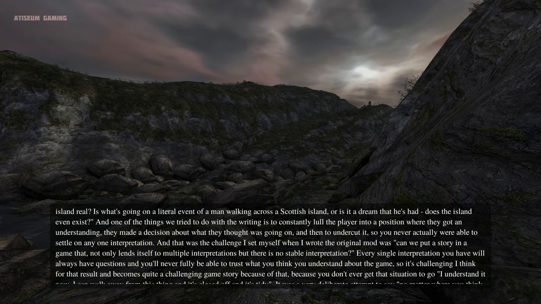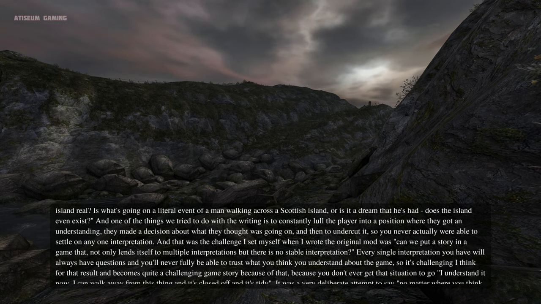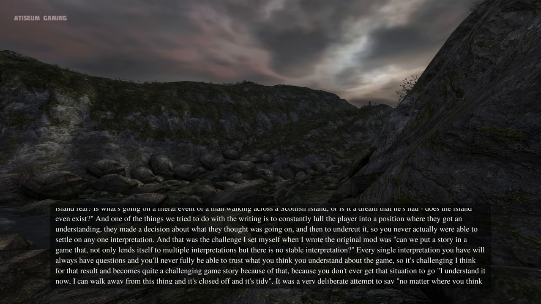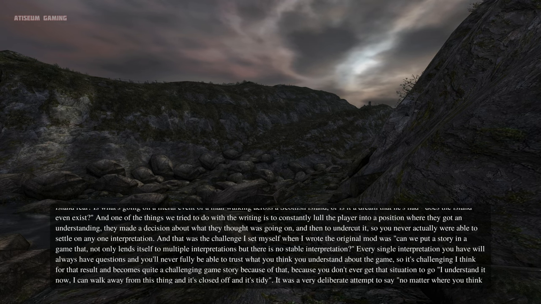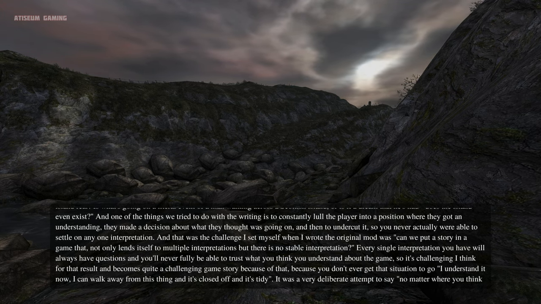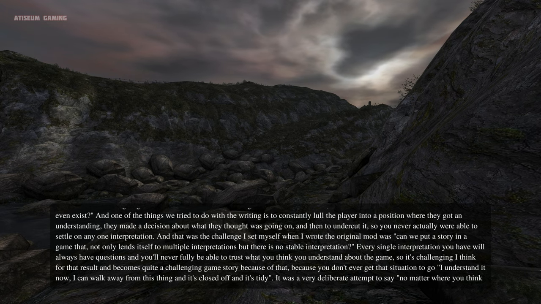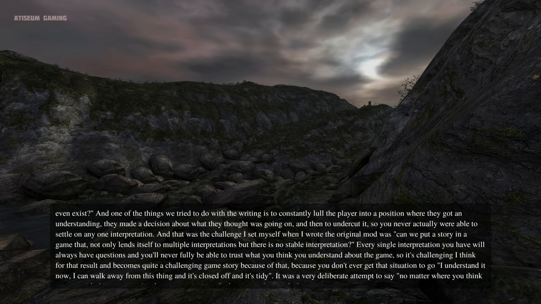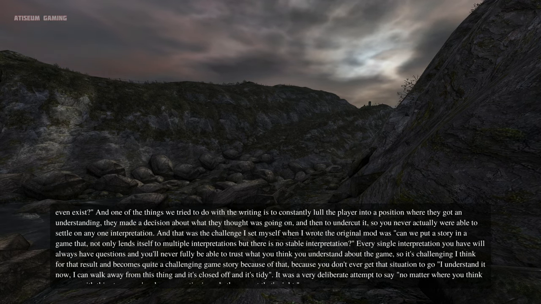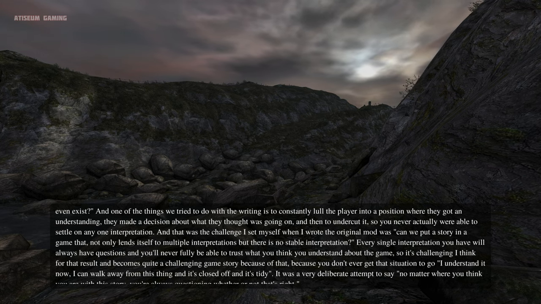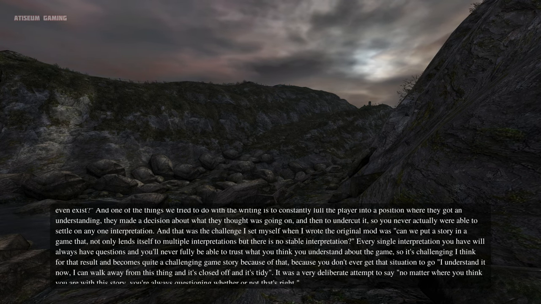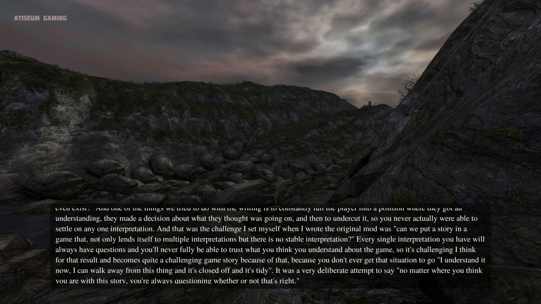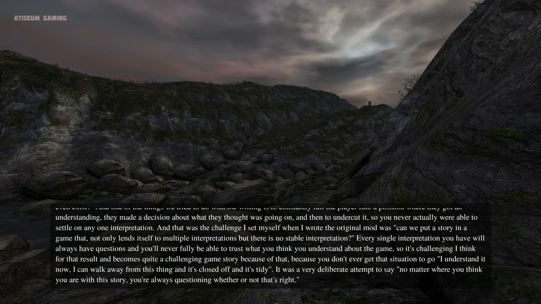And that was the challenge I set myself when I wrote the original mod: can we put a story in a game that not only lends itself to multiple interpretations, but there is no stable interpretation. Every single interpretation you have will always have questions, and you'll never be able to fully trust what you think you understand about the game. It becomes quite a challenging kind of game story because of that, because you don't ever get that situation to go, I understand it now, I can walk away from this thing and it's all closed off and it's tidy. It was a very deliberate attempt to say, no matter where you think you are with this story, you're always questioning whether or not that's right.